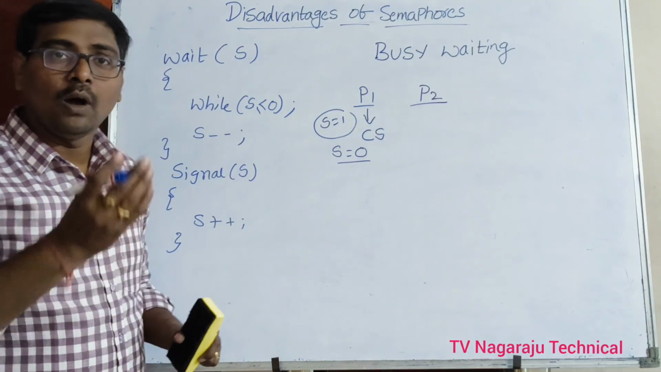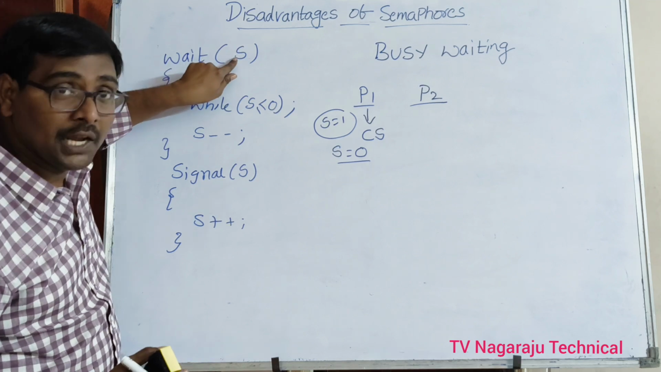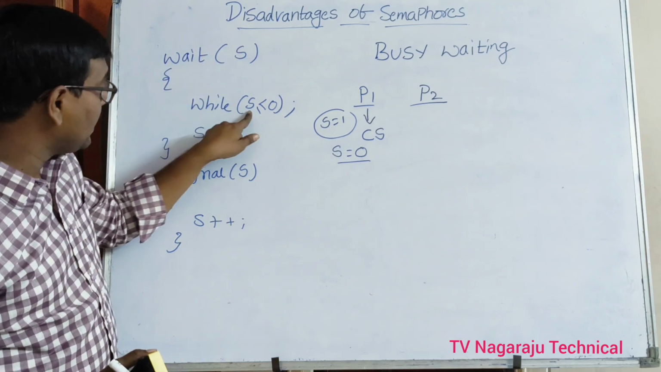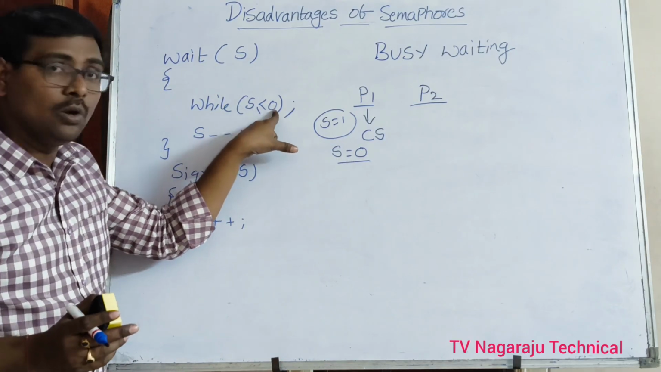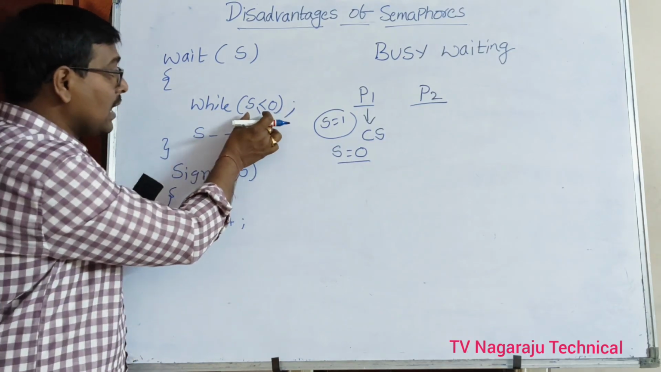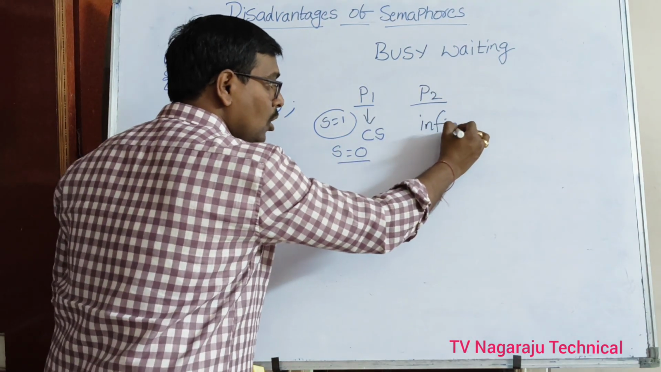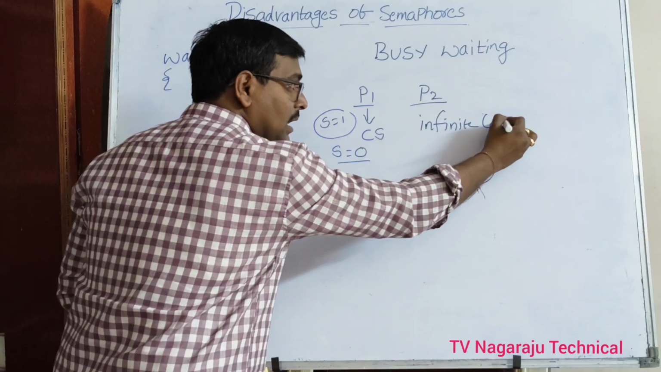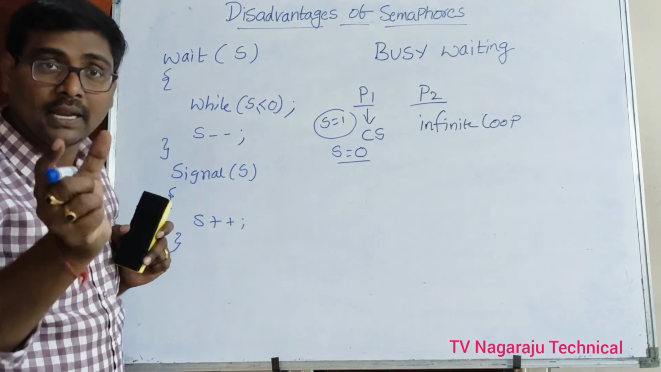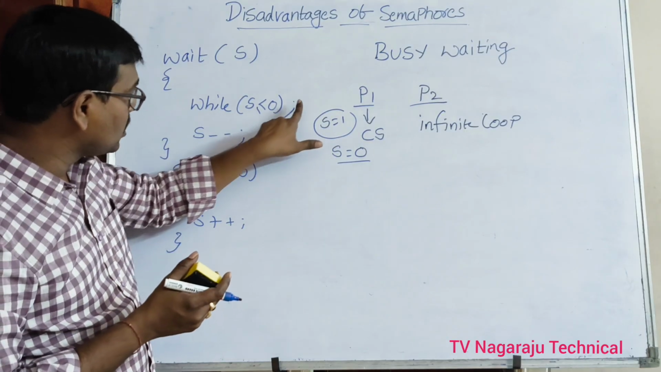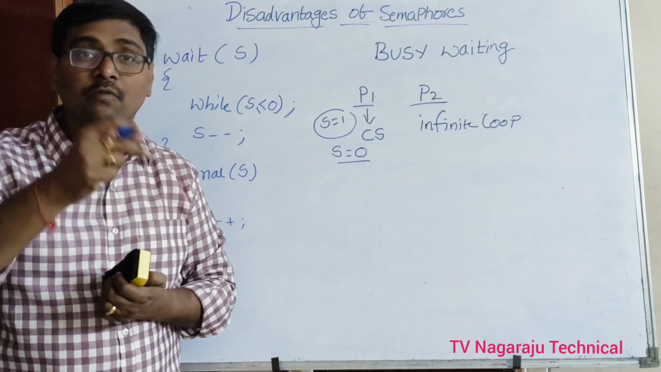Now P2 also wants to enter into the critical section. Now process P2 calls the wait of semaphore. Now while S, what is the S value? S value is updated to 0. 0 less than or equal to 0. The condition is true. Whenever the condition is true, what happened? No other operation is executed. It is in the infinite loop. Clear the point? Whenever the condition is true, I return semicolon. That is, no operation is performed. It is in the infinite loop.